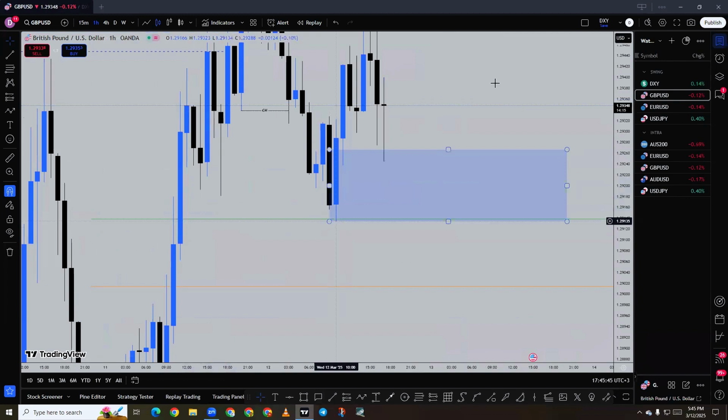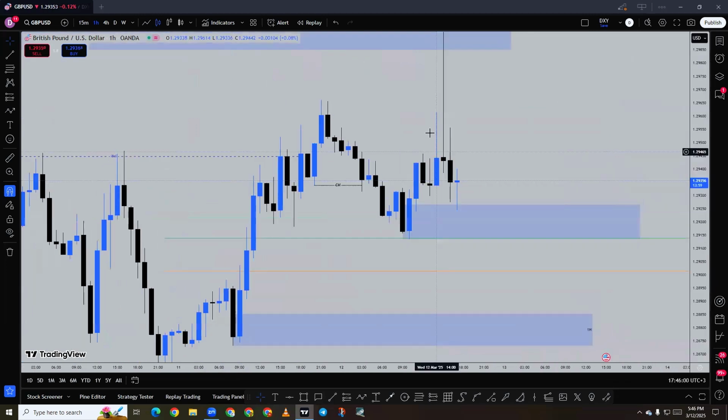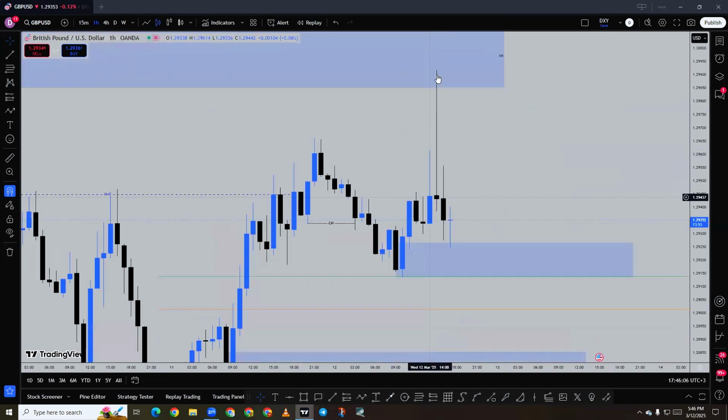So from there, all I was waiting for is a good change of character to the upside. And once I got that change of character to the upside, it was a buy signal for me, right? And that is why I placed that buy order. And as you can see, it fulfilled it very nicely.